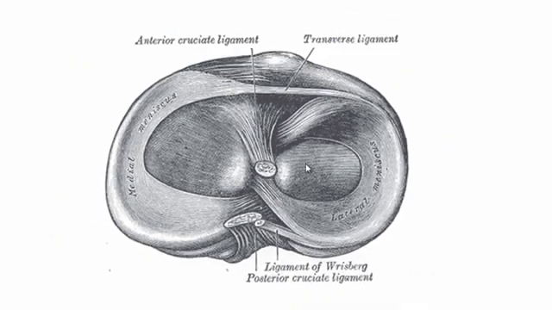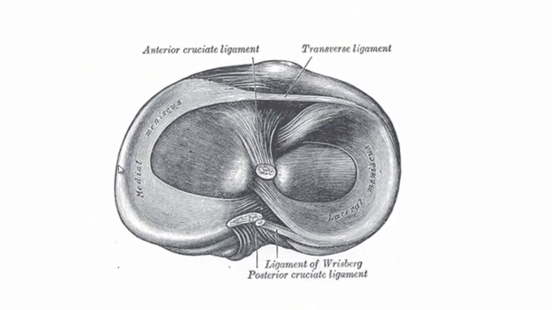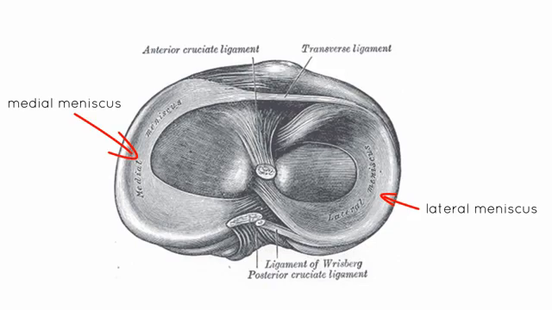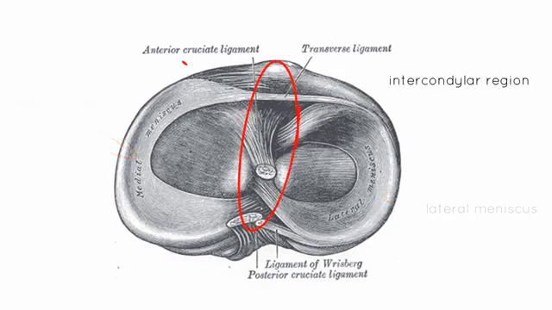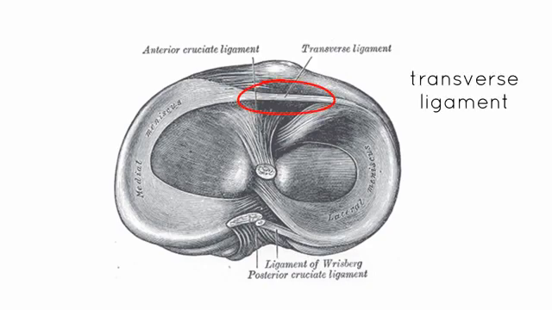We're looking at the exact same view. We're looking superiorly at the tibial plateau, and this is anterior up here, posterior down this side. You can see these crescent shaped menisci. You've got a medial meniscus and a lateral meniscus, and you can see how they attach in this central intercondylar region. You've also got the anterior cruciate and posterior cruciate ligaments attaching in this intercondylar region. Anteriorly there's a ligament which connects the two menisci. This is called the transverse ligament.